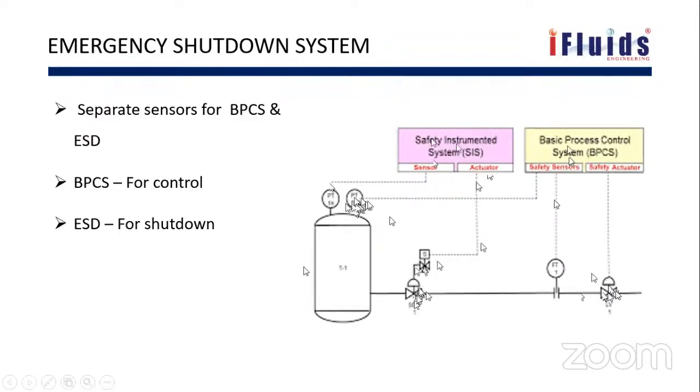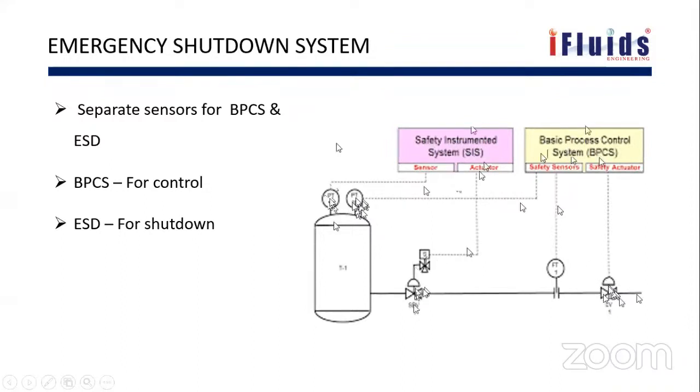These both are separate systems. This is a control system, this is a shutdown system. So this is how it works. We'll have a separate sensing element and a separate final element. So this should not be mixed. The same PT should not be used for both the shutdown and control system. It must be different.